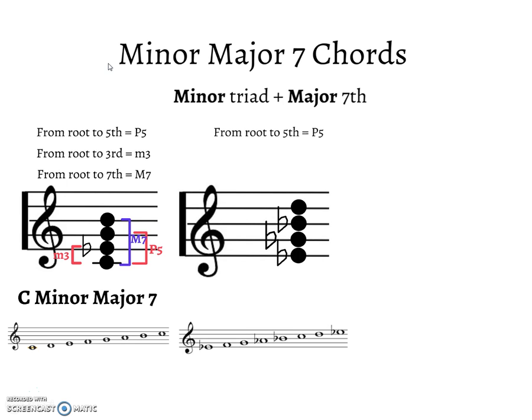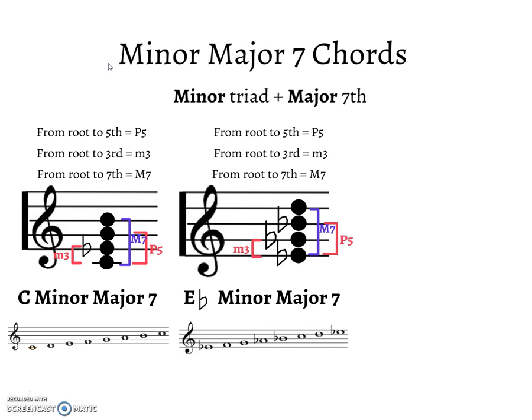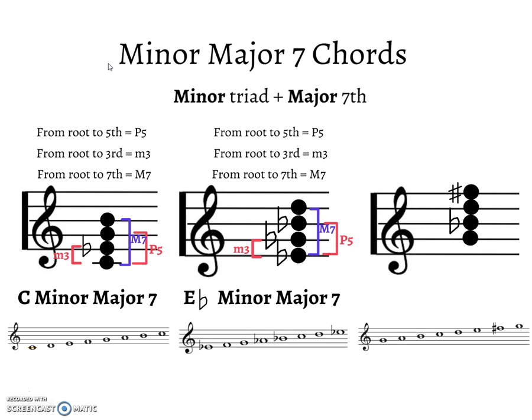With E flat on the bottom, we have a perfect fifth, minor third, our minor triad is there, major 7th. G on the bottom, we have a perfect fifth, a minor third for our minor triad, and a major 7 on top.